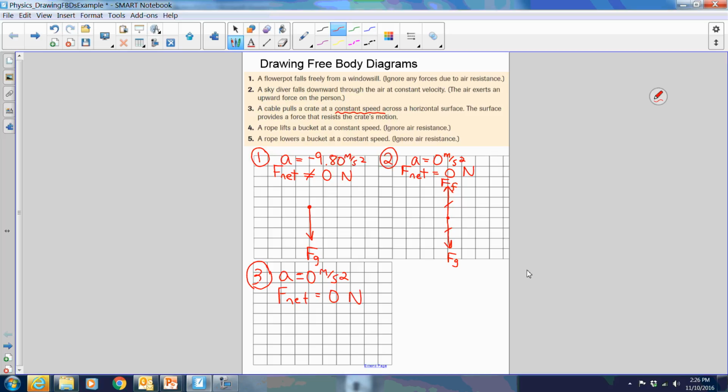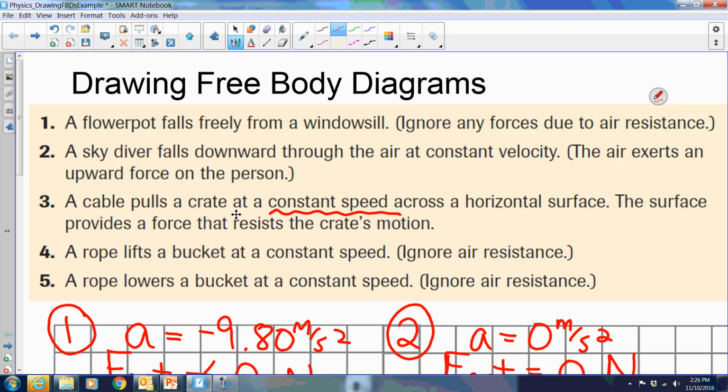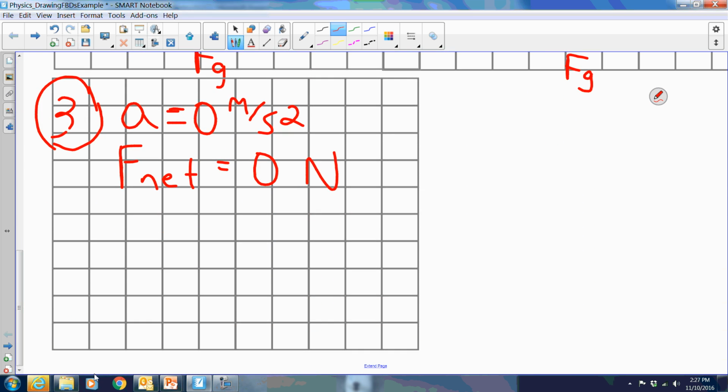Okay. So it does say though, the surface provides a force that resists the crate's motion. So that must be friction. Let me zoom in a little. Okay. Then let's draw these forces. So we always draw gravity, right? This time I'll just make it go down 2. That's fine.